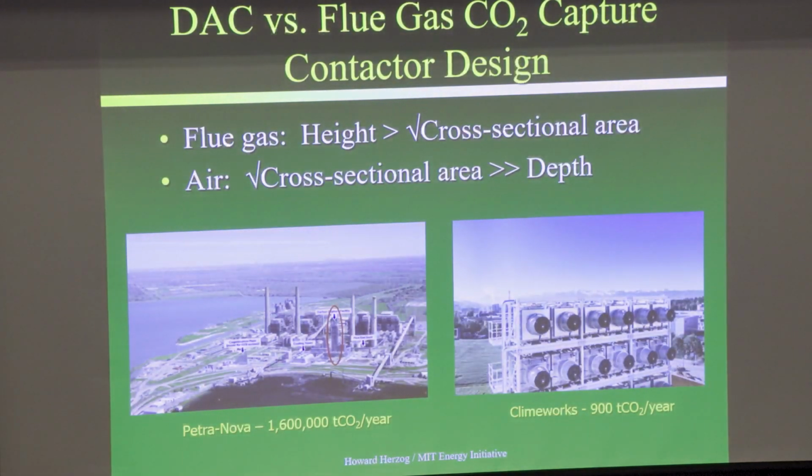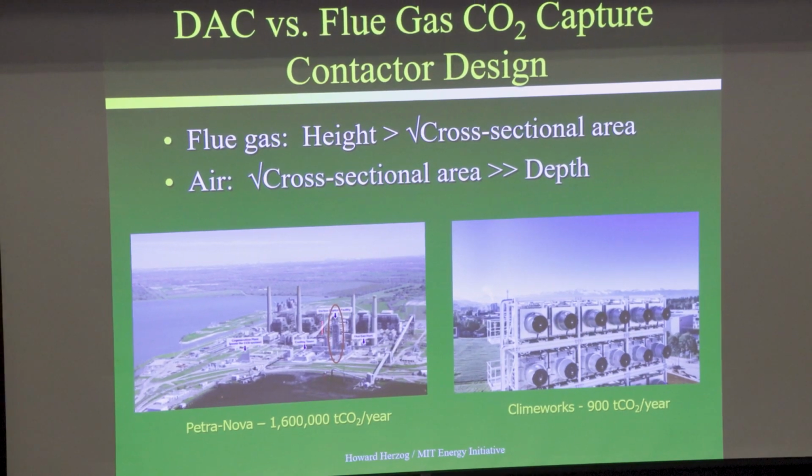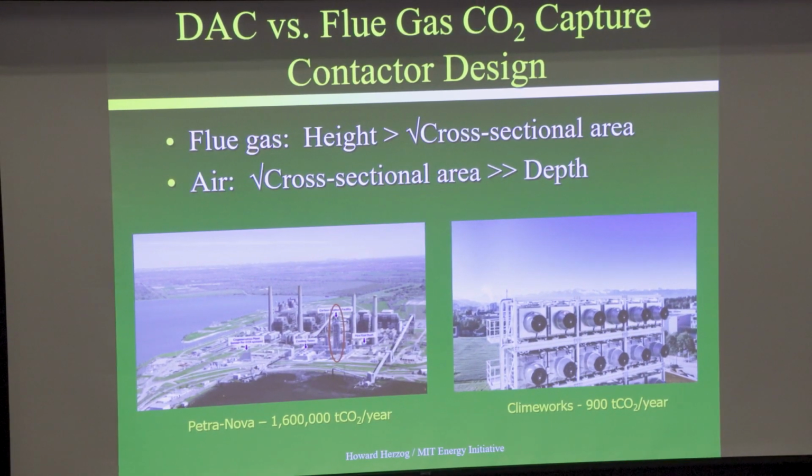And here's an example. I showed you Petronova yesterday, 1.6 million tons a year. This is the absorber. You can see the height, and you can see the diameter. So for the flue gas, to get it on the same basis, basically the square root of the cross-sectional area, basically the diameter there, you can see that the height is greater than the diameter. I don't know how many times, maybe 10 times or what have you there.